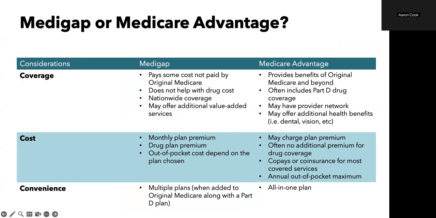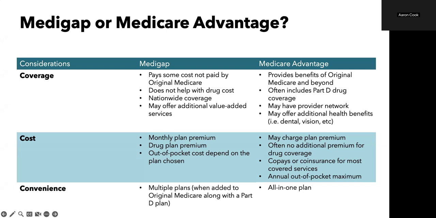Let's look at the Medigap and the Medicare Advantage together a bit more closely. With our coverage options under Medigap, the Medigap plan will pay most of the cost not paid by original Medicare. Now, remember, this is going to be that 20% uncapped amount for our Part B doctor's insurance, as well as the per benefit period cost associated with going into the hospital and staying there overnight. It does not help with drug cost. The nationwide coverage is great because you don't have to worry about whether or not a doctor's in network. Additionally, some plans do offer some value-added services.